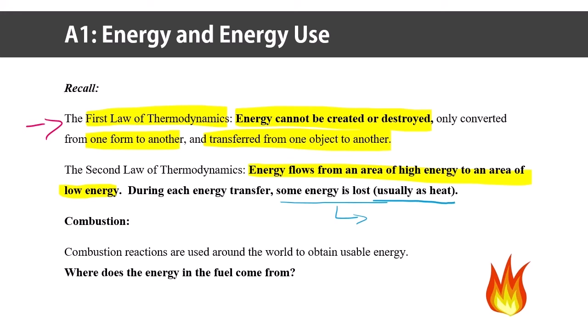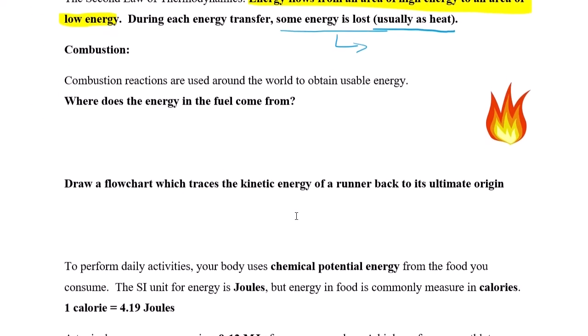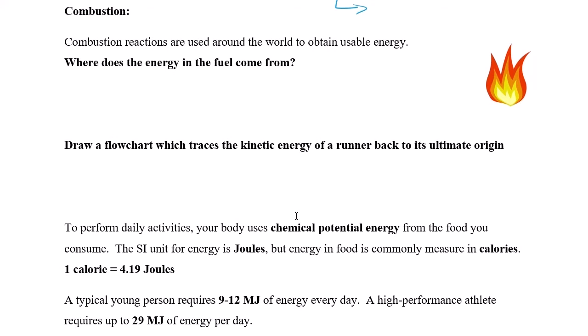So let's think about a combustion reaction. Okay, if I'm doing a combustion reaction, I'm burning something. So let's say I'm burning the methane in my furnace. And I know that as I burn the methane, it reacts with oxygen, produces carbon dioxide and water vapor. And one of the things that is produced is heat, right? That's the whole point of burning it in my furnace. I want that heat to heat my house. So where does the energy in this fuel come from?